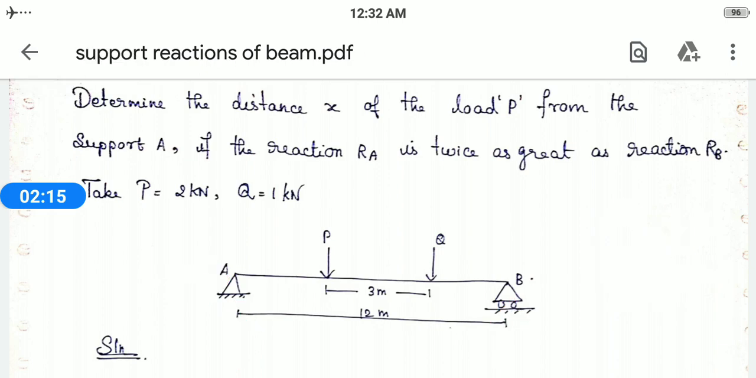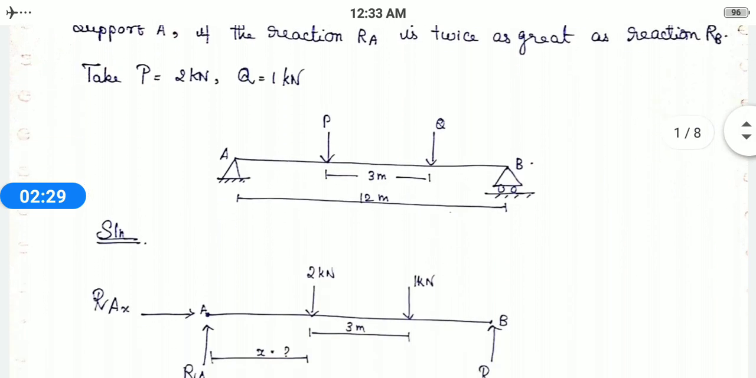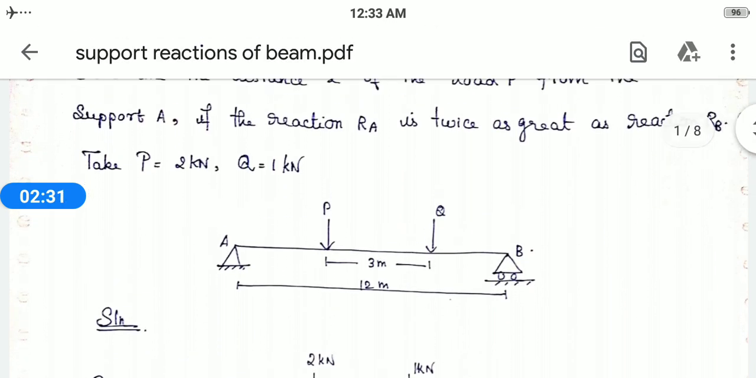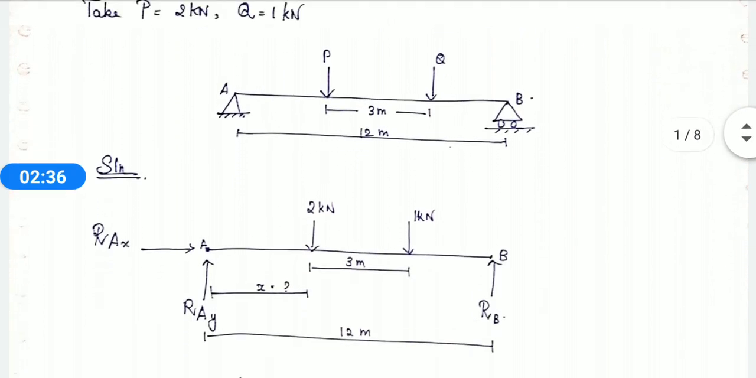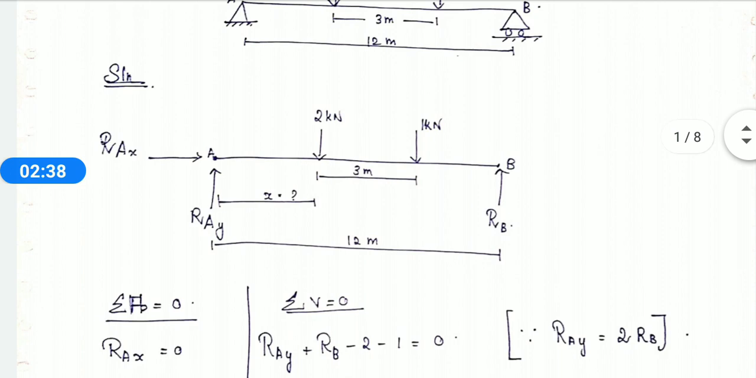After this, you know how to put the reaction, and you know the values of P and Q. And they have given that the reaction RA is equal to twice the reaction at B. This is all the given data. Now you have to calculate the distance between your fixed end support and the point load P. That is what I have mentioned in this diagram.